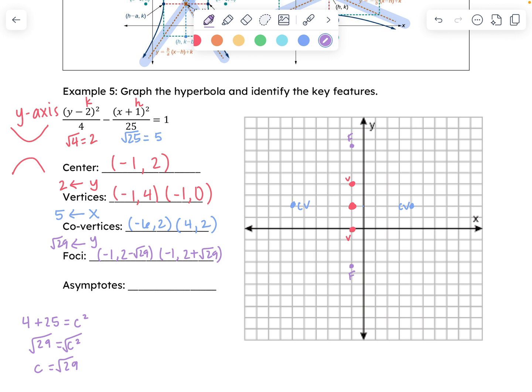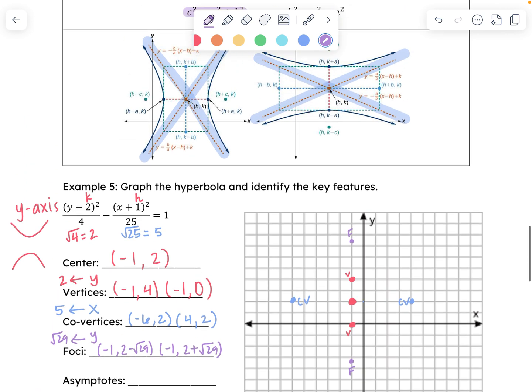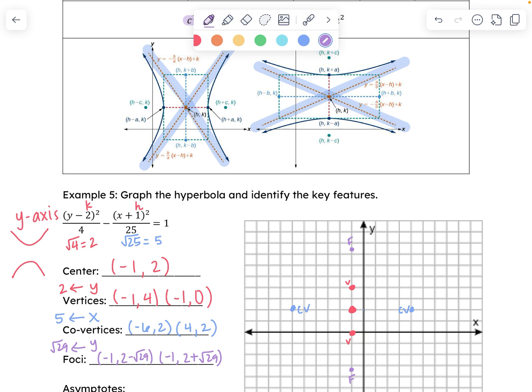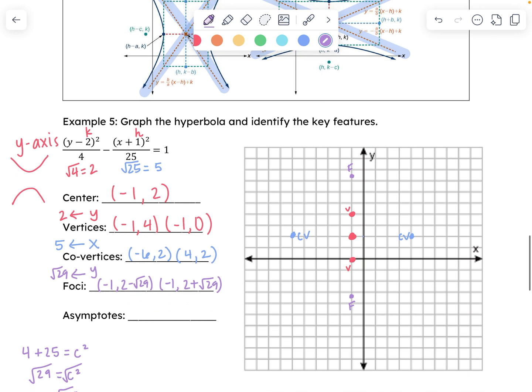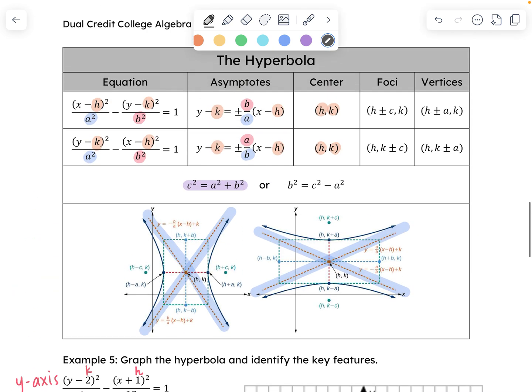Okay, now here is my Miss Dodgen shortcut for finding your asymptotes. You may have noticed that there's these little boxes on our drawings. So we're going to do the same thing. We're going to draw a box. The box is going to connect your vertices and your co-vertices. So I'm going to draw my vertices going out to my co-vertices. And then I get this little rectangle. My asymptotes are going to make the diagonals of the rectangle. And that's also going to help you figure out your slope.